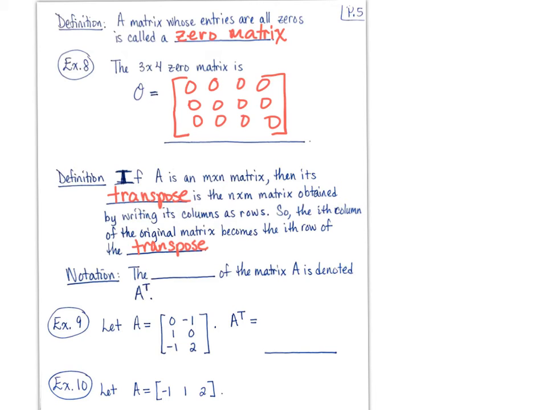Okay? The transpose of the matrix A is denoted A super T. A super T is reserved for A transpose. That's the notation. Now let's look at some examples. If you want to just pay attention first, I'll give you time to write.